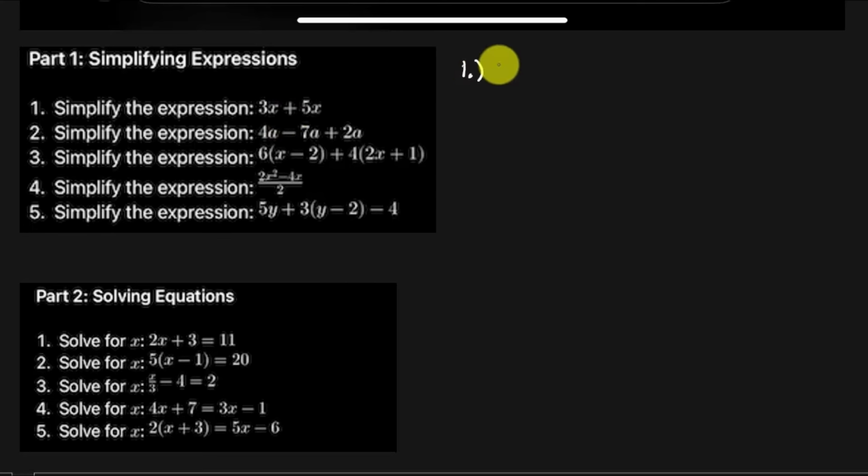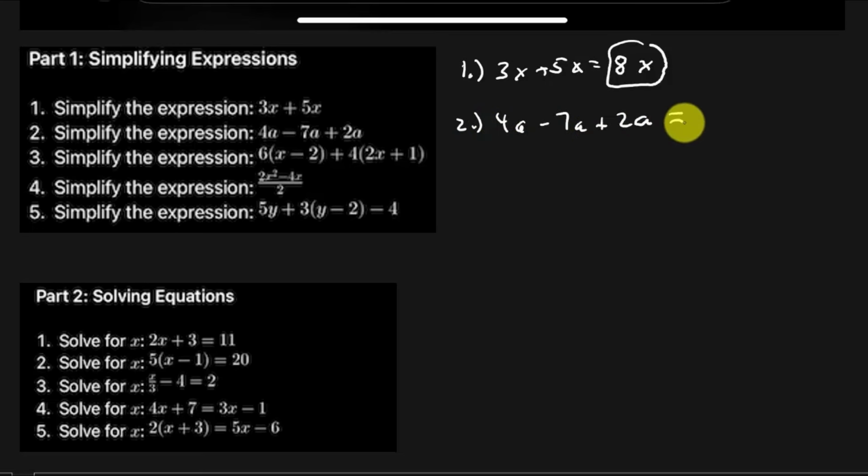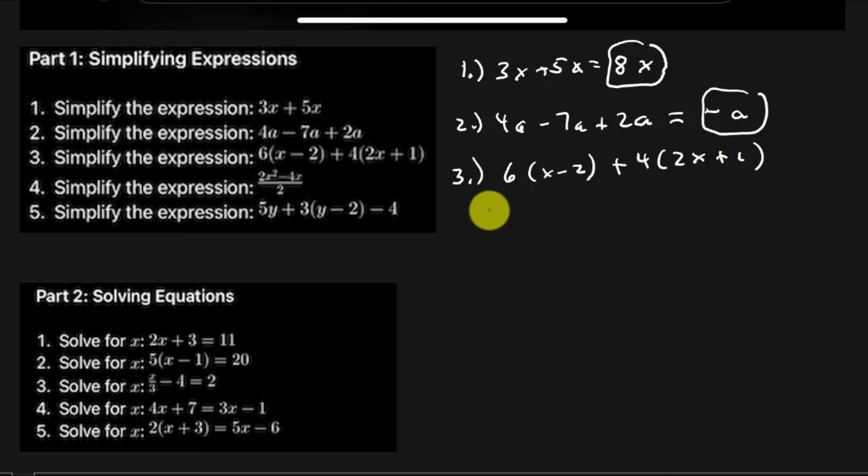So you've got 3x plus 5x, that's equal to 8x. So that's pretty easy there. For number two, we got 4a minus 7a plus 2a. So all we're doing here, we're combining like terms. We got 4a minus 7a is negative 3a. Negative 3a plus 2a is negative a. And then problem three, we got 6 times (x minus 2) plus 4 times (2x plus 1). So that's going to give us 6x minus 12 plus 8x plus 4. And so this is going to give us 14x minus 8.